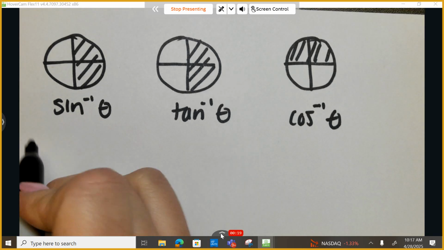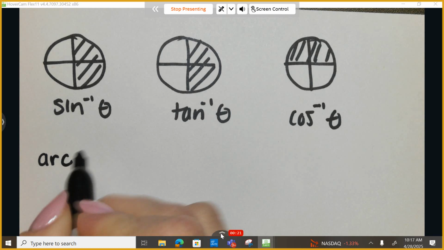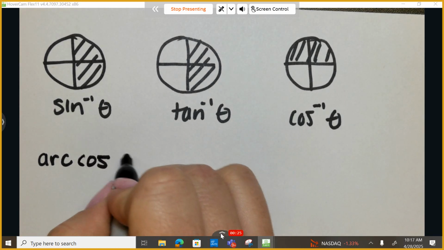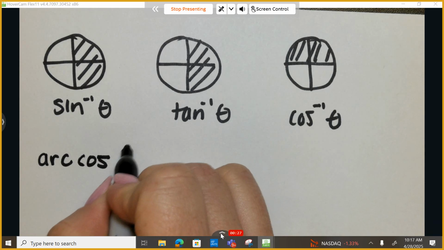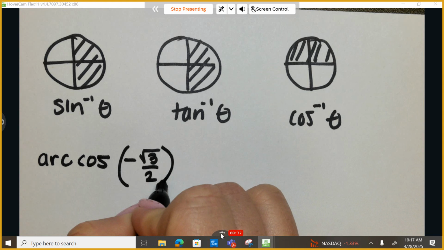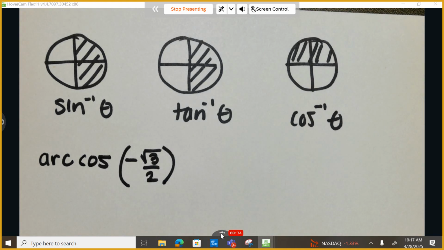Can everybody please write down arc cosine of negative radical 3 over 2. Arc cosine of negative radical 3 over 2. What are you doing at this time?